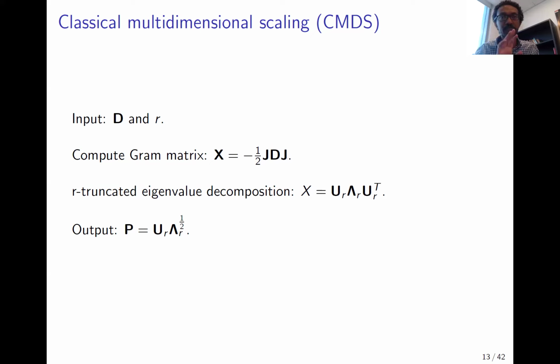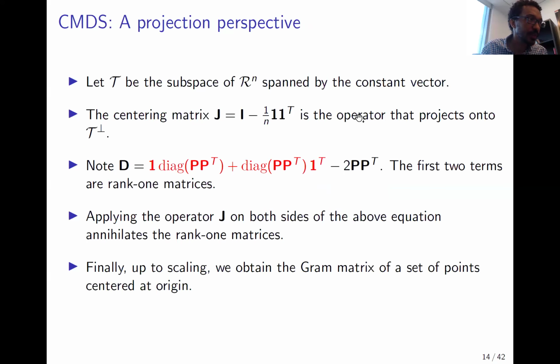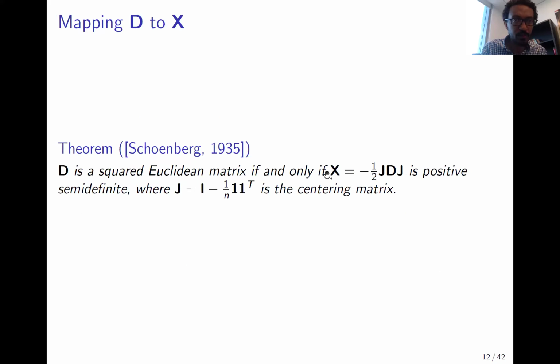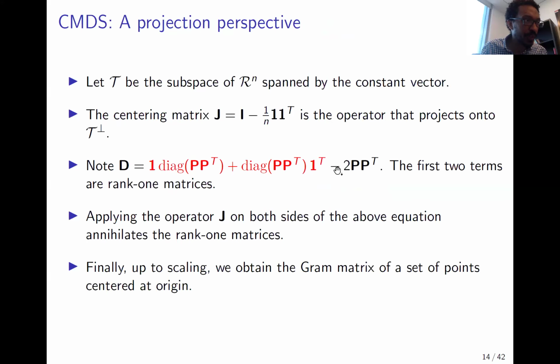Okay. So this basically shows the classical multidimensional scaling algorithm. I would like to explain why we get this formulation. Why is it that when we apply this J operator on both sides of the square distance matrix D, we get the gram matrix? Okay, and the perspective is as follows.